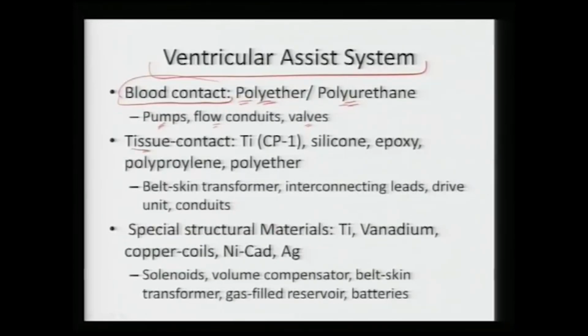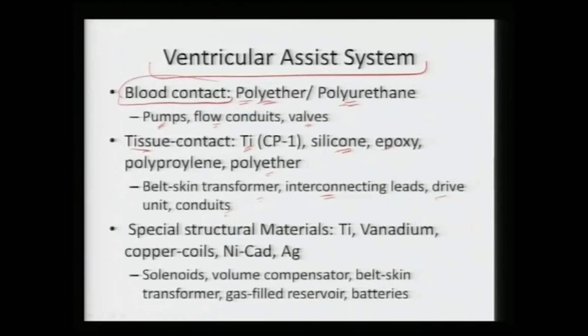It can again be tissue contact. So again, tissue contact will require certain materials such as titanium, which is commercially pure, silicone, epoxy, polypropylene or polyether. Again, these basically come when we have a belt skin transformer which has certain interconnecting leads, certain drive units or even conduits. So this tissue contact becomes of prime importance when the device itself is coming in contact with the tissue. So in that particular case, we require materials such as titanium, silicone, epoxy, polyether or polypropylene.